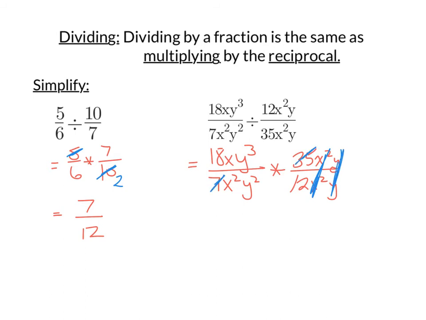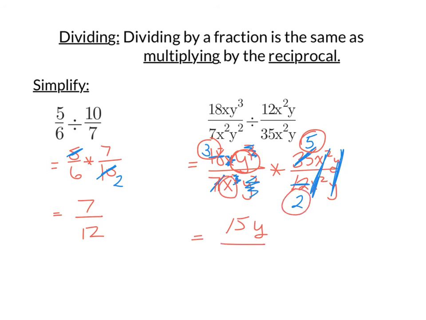7 goes into 35 5 times. 6 is going into both 18 and 12. It's 6 times 2 is 12. 6 times 3 is 18. Then I noticed that this x can cancel with one of these x's. And 2 of these y's can cancel with 2 of these y's. Let's see what we have left. In the numerator, I've got 3, this y, and this 5. 3 times 5 is 15, and that y. In the denominator, there's this x and this 2. So 2x is the denominator, and here's our simplified fraction.